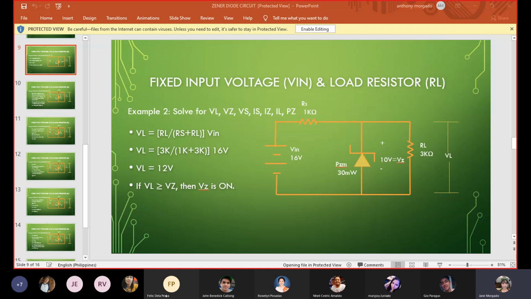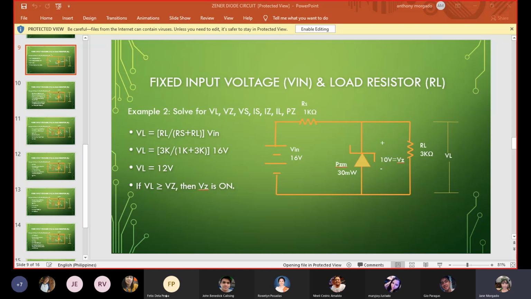Okay. So that's why, since tinaasan natin tong RL here, we expect that there would be an increase in voltage also across RL. Hopefully, with the increase of RL to 3K, the voltage across RL should be equal to or more than 10 volts VZ, kasi ito yung target natin. So again, initially, sa pag-solve natin we disregard the Zener diode first. So tanggalin muna natin siya sa circuit.